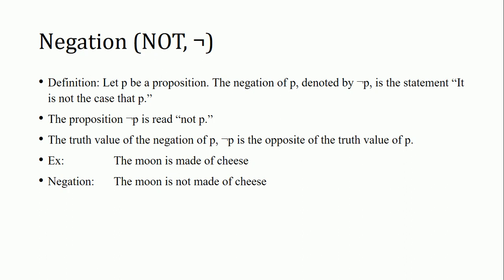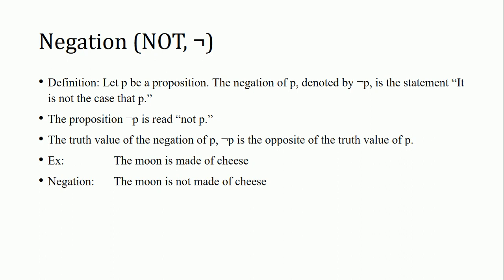Now the definition of negation. Let P be a proposition. The negation of P, denoted by not P, is the statement "it is not the case that P." The proposition not P is read as not P. The truth value of the negation of P is the opposite of the truth value of P. So if your proposition P has a truth value of true, then the truth value of its negation is false. If your P has a truth value of false, then the truth value of its negation is true.